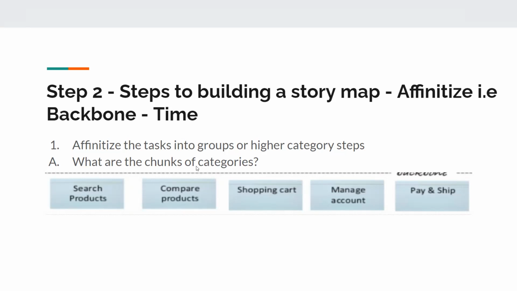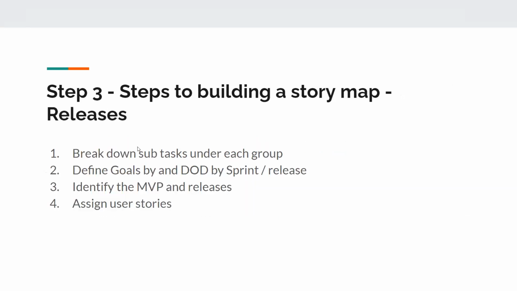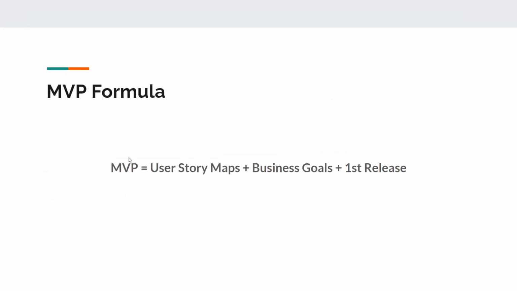The third step here is you break down subtasks under each group. You identify the minimum viable product and releases. Once again, the dependencies for that are, one, what does your customer want? What's must have for your customer? And two, what is the effort involved? So in this activity, step 3, you would document your definitions of done, your business goals, as well as your estimates, if you can. And then you would assign your user stories.